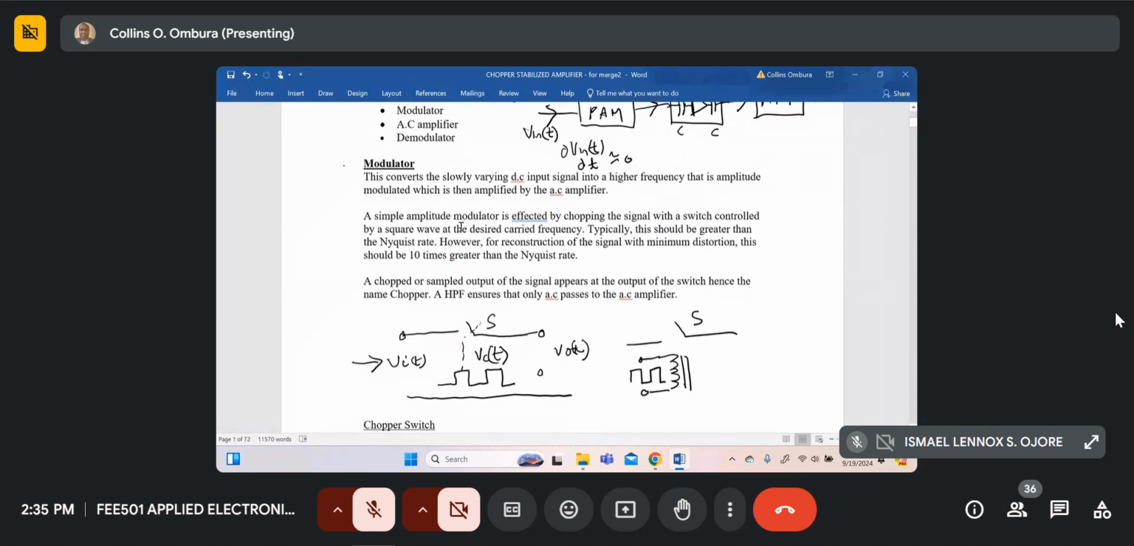So this S over here is called the chopper switch. When it closes, the signal passes. When it's opened, the signal is interrupted. So we say that the output is a chopped signal of the input analog waveform.